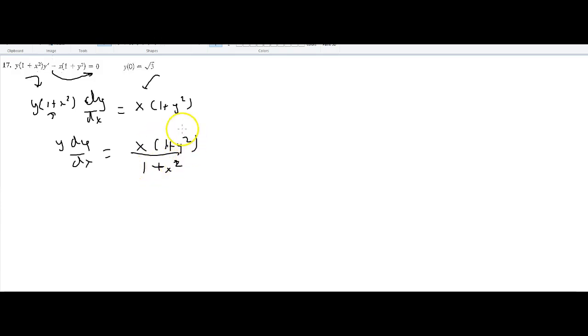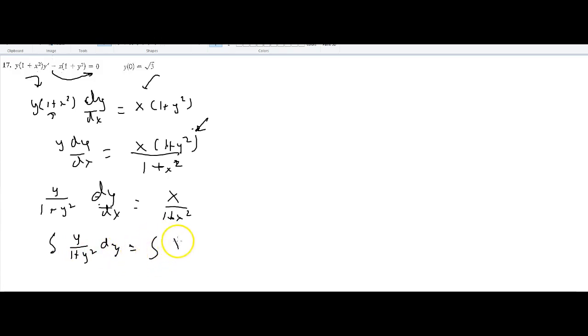Boom. I get the y's over here, so I'm going to divide both sides by this thing that's in parentheses here. And I get y over (1 plus y squared) dy/dx equals x over (1 plus x squared). Isn't that nice? Now I've got my variables separated, so I'm going to integrate both sides. The integral of y over (1 plus y squared) dy equals the integral of x over (1 plus x squared) dx.